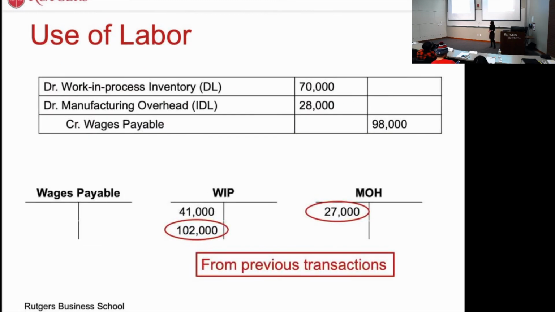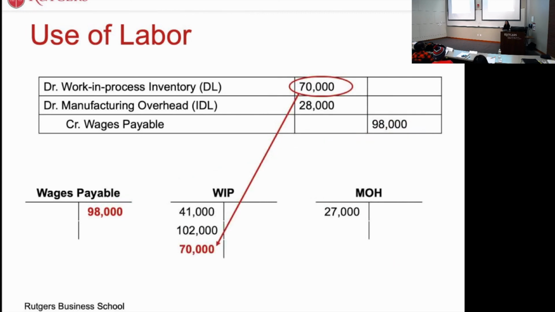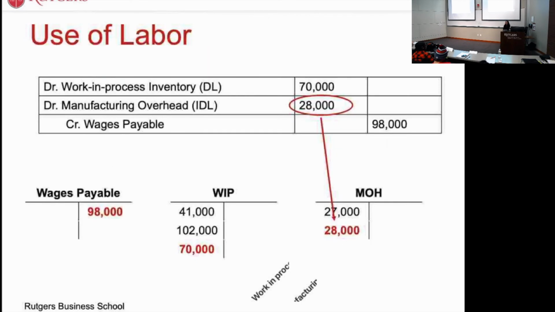Okay, if we look at the impacts on the T accounts, these two come from the previous step, the use of material. Now we have extra work in process, so we increase it by putting this amount on the debit side. For overhead, we also have extra, so we put this amount on the debit side. And wages payable, a liability account, we increase by crediting.